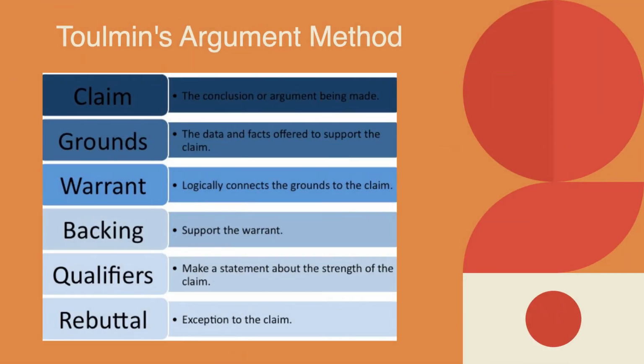The model also has backing. This part, also called support for an argument, gives additional support to the warrant by answering different questions.